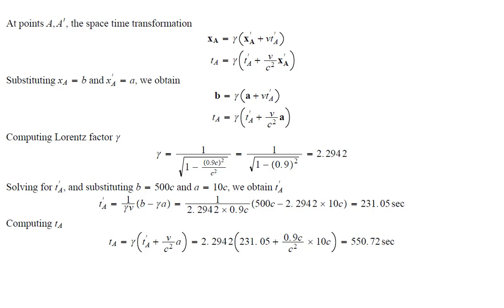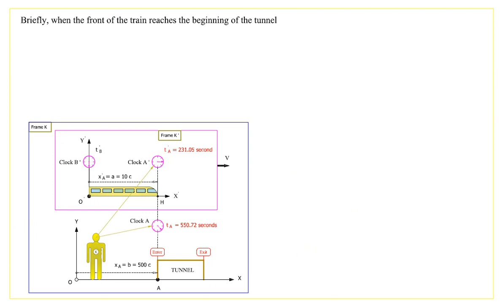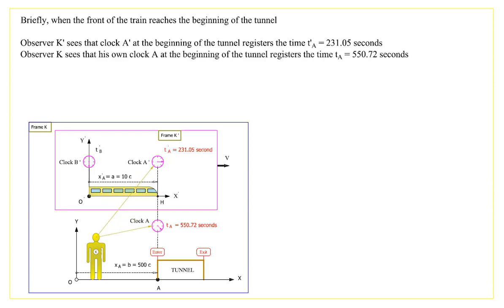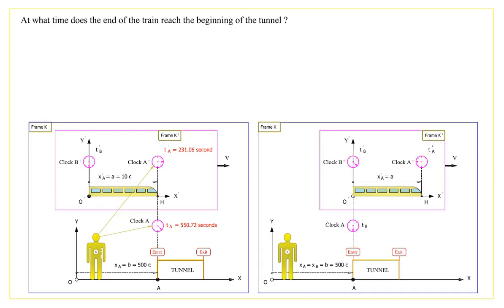550.72 seconds. Briefly, when the front of the train reaches the beginning of the tunnel, we have the following standpoint. Observer K' sees that clock A' at the beginning of the tunnel registers the time t'A equals 231.05 seconds. Observer K sees that his own clock A at the beginning of the tunnel registers the time tA equals 550.72 seconds. At what time does the end of the train reach the beginning of the tunnel?